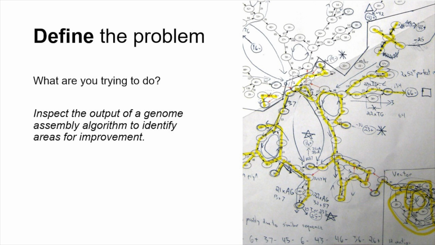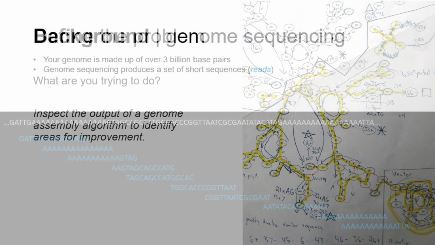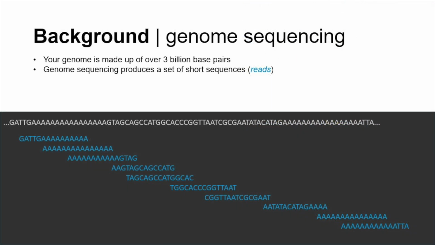And this is really where most of these projects begin, is understanding the core problem. So what Sean wanted to do was to inspect the output of his genome assembly algorithm, which is what this graph is, and to identify areas in that output that he could make better and essentially improve his algorithm, produce better assembly. So to help you appreciate this project, I need to tell you just a couple of things about genomes. And the first is that they tend to be quite big.